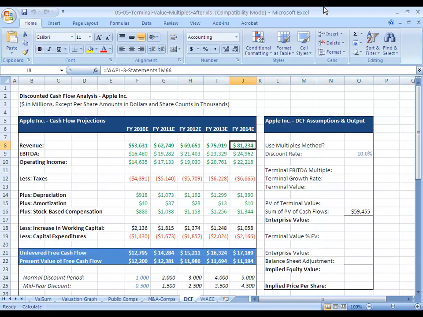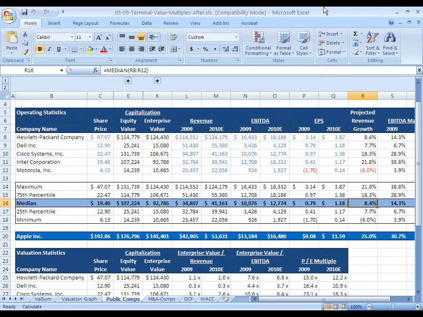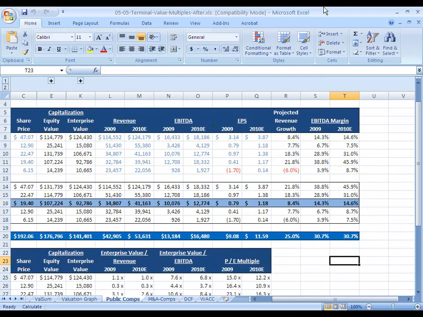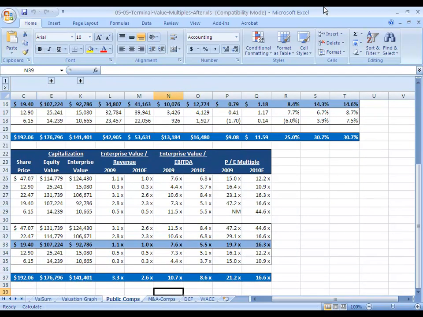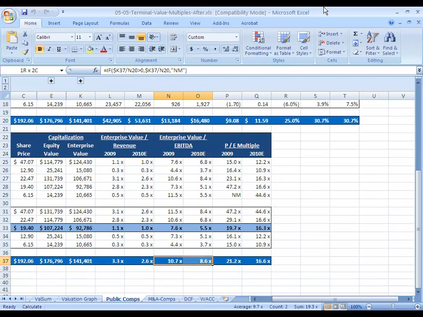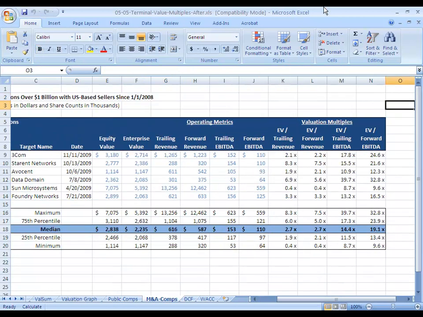The first thing we need to do here is figure out what kind of multiple we want to use. For the terminal EBITDA multiple, we could use a couple different approaches. If we go back to the public comps page, we could take, for example, the median of this set right here, so 7, 5.5, for example. We could use Apple's existing EBITDA multiple. We could also look at the precedent transactions and take a look at the EBITDA multiples here. The only problem is that these are much higher than the public company comparables, so these are probably not the best ones to use. These are probably overly aggressive.